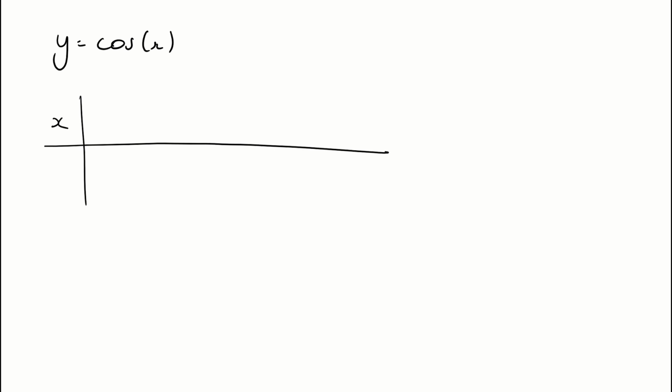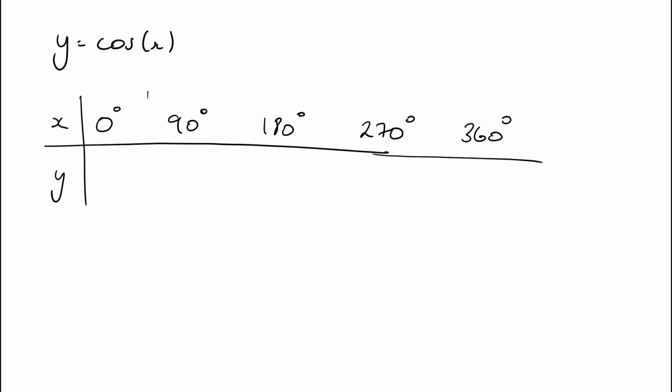So when we tried to graph the sine of x, we used a table of values, okay? And we're going to do the exact same thing for y equals the cosine of x. So we'll take our table of values here. We're going to have our x and our y, and we're going to do our 0 degrees, 90 degrees, 180 degrees, 270 degrees, and 360 degrees. And we're going to substitute each of these x degree points into our equation here to try and work out what our y coordinates are.